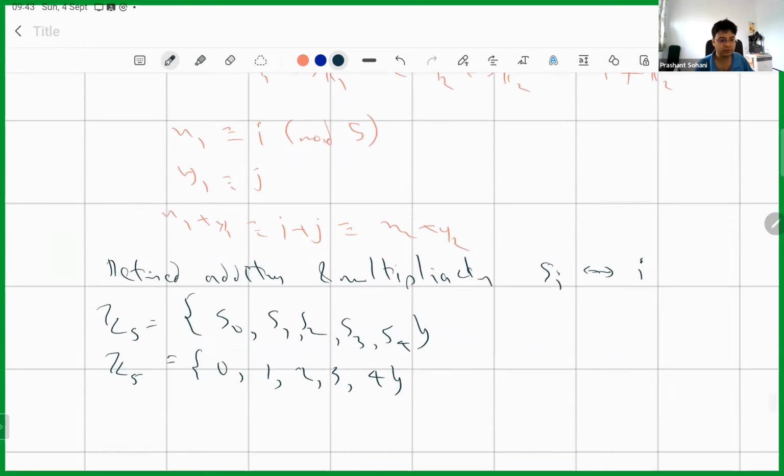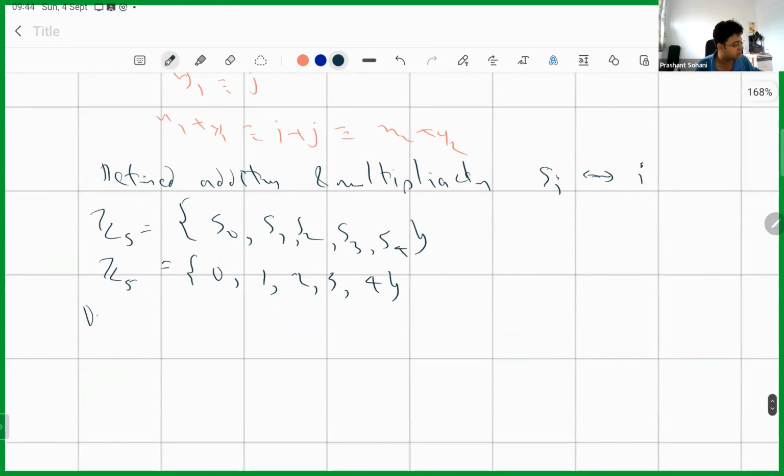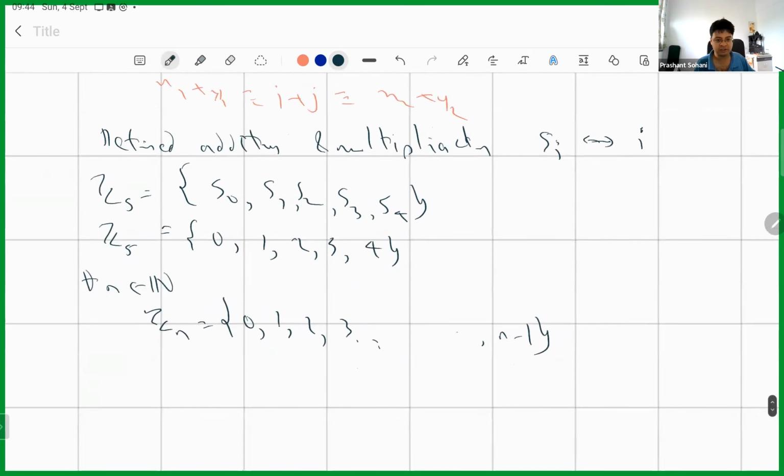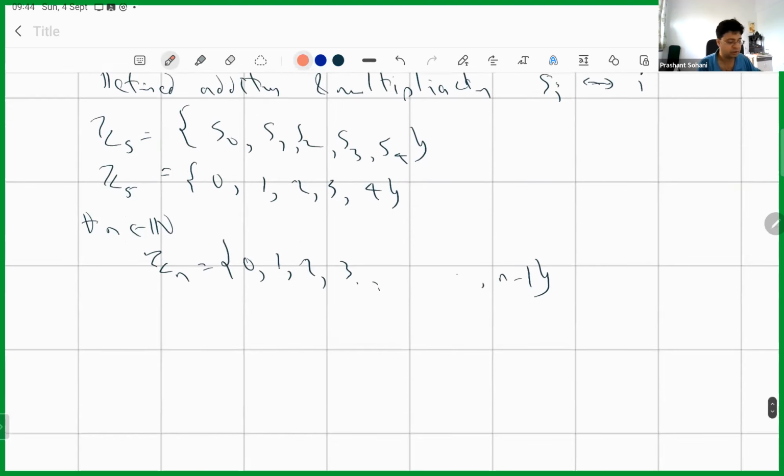In the same way, for any integer n, I can define Zn as the set 0, 1, 2, 3 up to n minus 1, where addition and multiplication are defined as I mentioned earlier, modulo n. Now the question is, does this set have some interesting properties related to things which we already know? These are standard things we do in school, called properties of commutativity, associativity, and things like that.